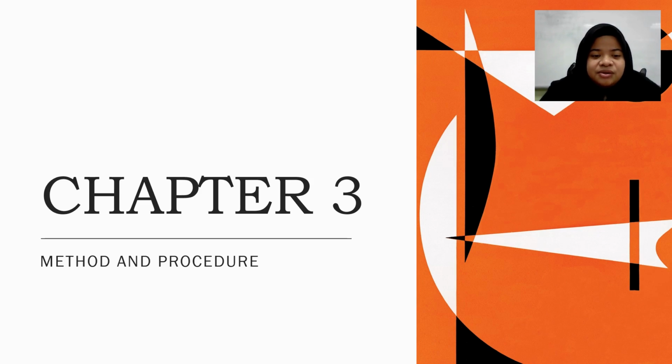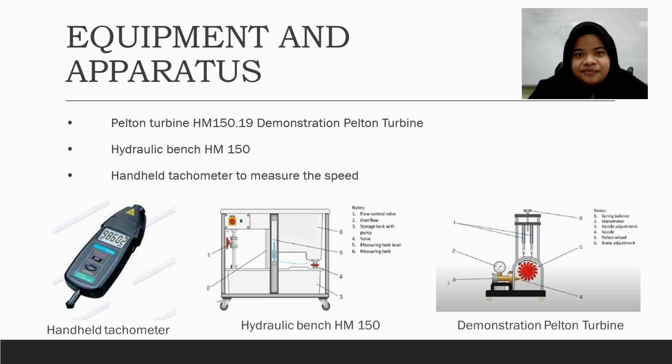Today I'm going to present about chapter 3, which is method and procedure. First is equipment and apparatus. In this experiment we use Pelton turbine HM150.19 demonstration Pelton turbine. Next is hydraulic bench HM150, and lastly is handheld tachometer to measure the speed.